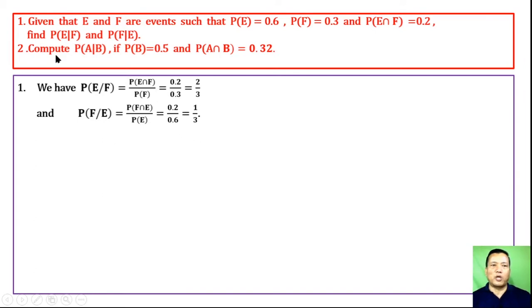For question number 2, compute P of A given B if P of B is 0.5 and P of A intersection B is 0.32. We have P of A given B is equal to P of A intersection B by P of B. A intersection B is given as 0.32, and P of B is given as 0.5. Dividing, multiplying numerator and denominator by 100 and cancelling, we get 16 by 25, which is the required probability.